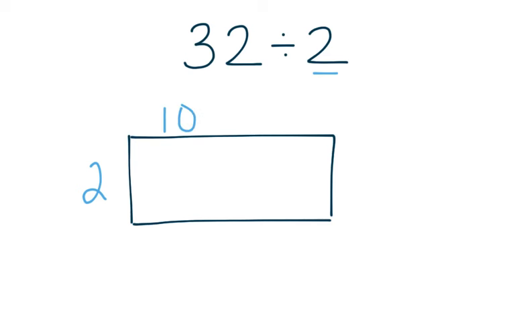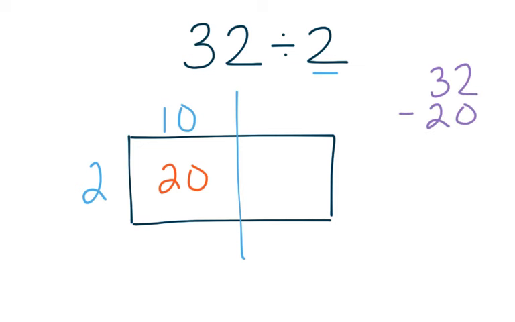I'm going to put my 10 up here, and I'm going to multiply times 10. 2 times 10 gives me 20. I have to take my whole of 32, or my total, and subtract that piece that I just took away from it. So 32 minus 20 gives me 12, and that's what I have left to divide into. So how many times does 12 split evenly into two pieces? Or 2 times what gives me 12? 2 times 6 gives me 12.